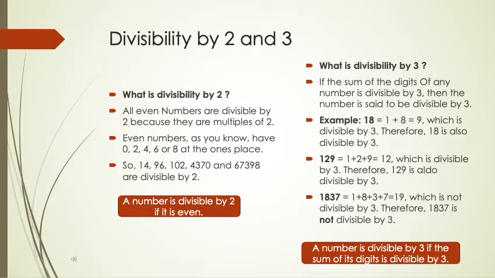Next example is 129. Add the digits 1 plus 2 plus 9. This equals 12. 12 is divisible by 3. This means 129 is also divisible by 3.